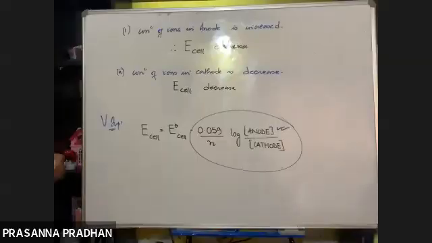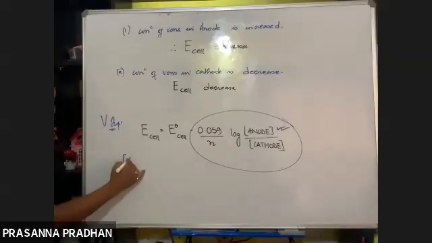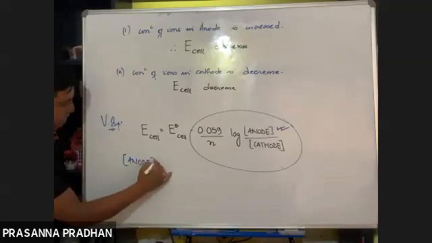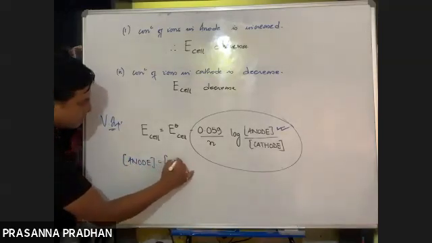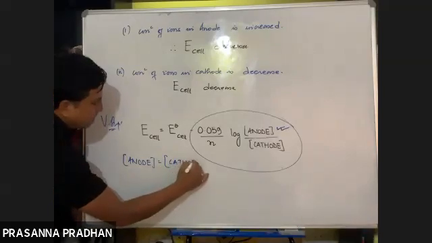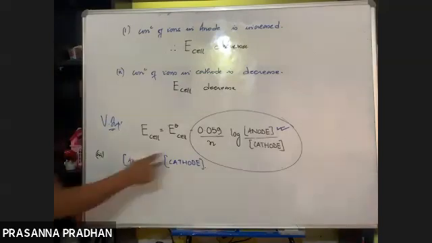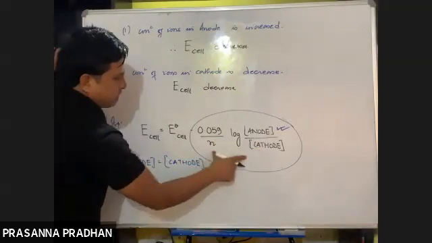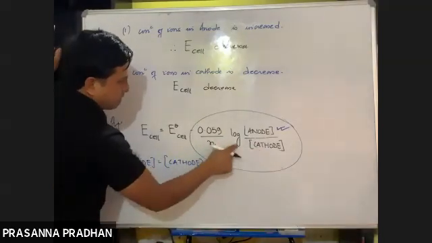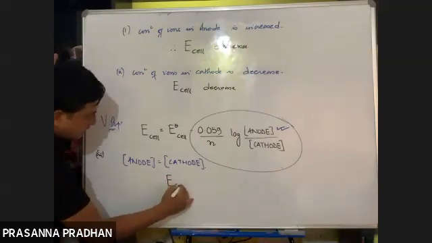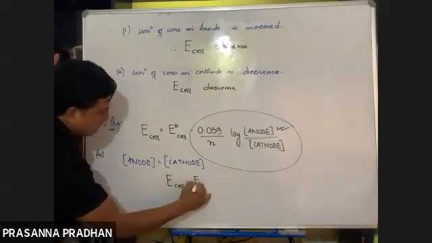So if the concentration of ions in the anode compartment becomes equal to the concentration of ions in the cathode compartment, then what is the outcome? This whole thing will be equal to 0. Log 1 will be equal to 0. So in this case, E cell becomes equal to E naught cell.